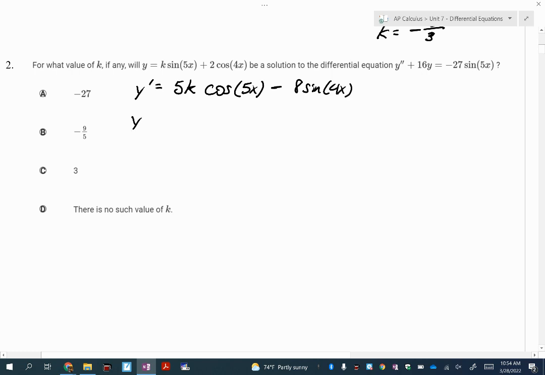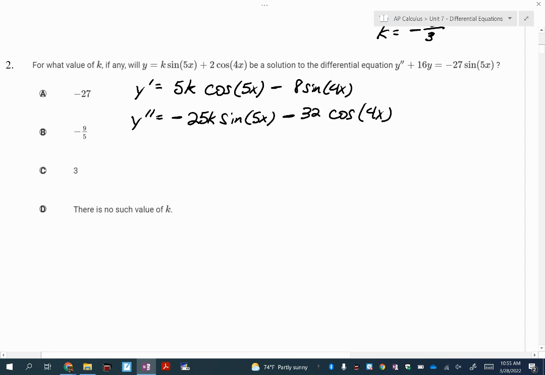Okay, now double prime. Same process. Derivative of cosine is going to be a negative sine. Derivative of 5x is 5, so that's going to be minus 25k. And derivative of sine is going to be positive cosine, but since it was a subtraction, it's got to stay subtraction. Derivative of 4x is 4. 4 times 8 is 32. So now I've got my double prime.